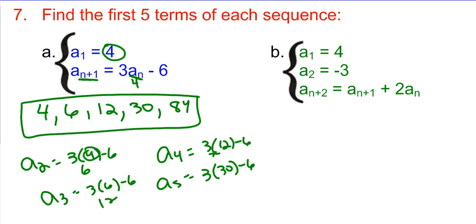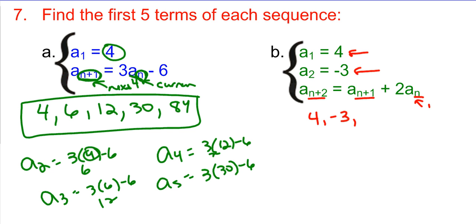So just manipulating, seeing what it's telling you to do. Sometimes they'll have an n minus 1 here and an n here, and sometimes they have an n and n plus 1. This is saying this is the current term, and that's the next term, so the one after that one. So on B, this is our first term, and this is our second term. So we actually already have the first two, don't we? And then it says, look at these notations here. This is the first term, and this is the second term.